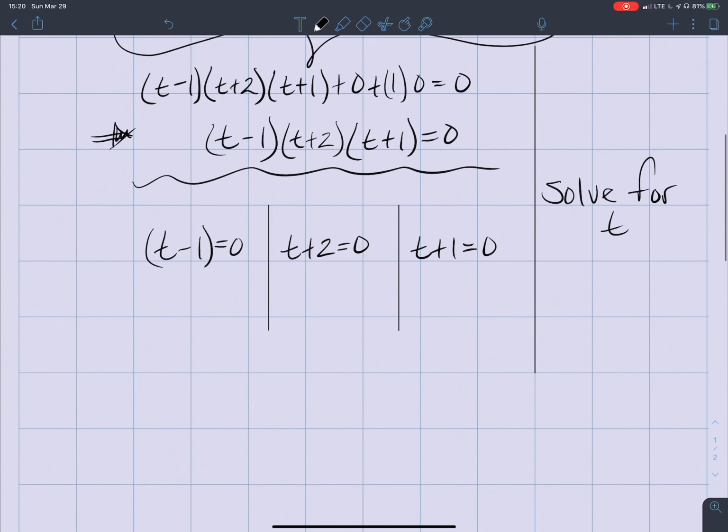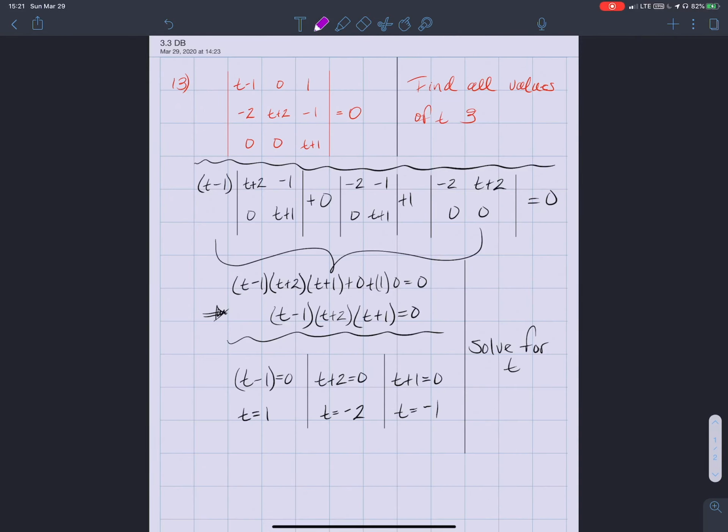We get t equals 1, t equals negative 2, and t equals negative 1. Now we have found all t that satisfy and make this equation true, and those can be found right here. So, as you can see, we've solved for all t that satisfy this equation, and we'll see you in the next video.